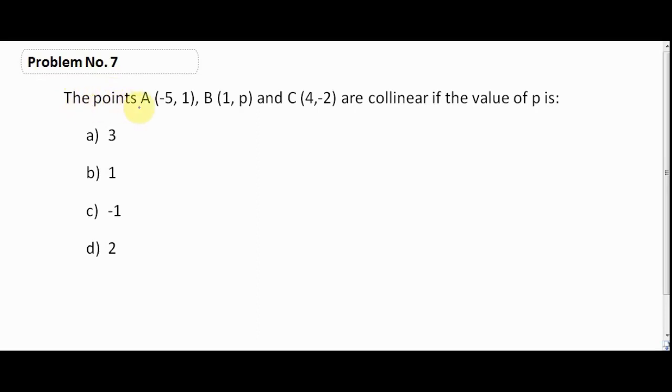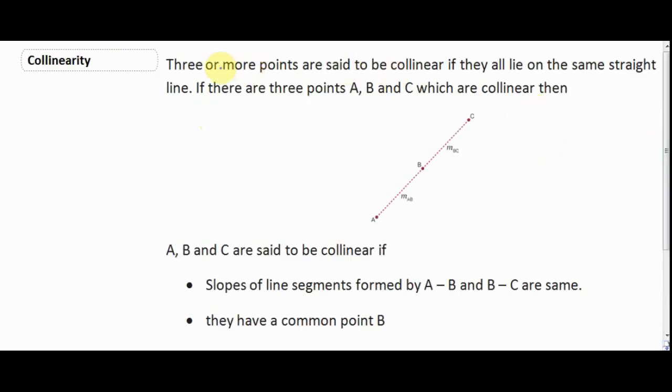The points A, B and C are collinear if the value of P is. So we are given 3 points which are collinear and we are asked to calculate the value of the unknown value, that is P. P is the y coordinate of point B. Okay, so before proceeding with this problem, let's see what is collinearity. Okay, 3 or more points are said to be collinear if they all lie on the same straight line. So if the points are lying on the same straight line, then they are said to be collinear.